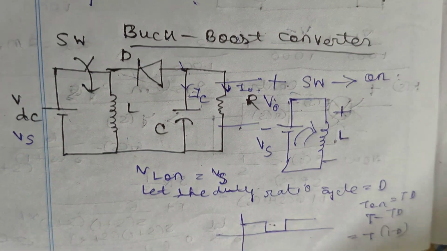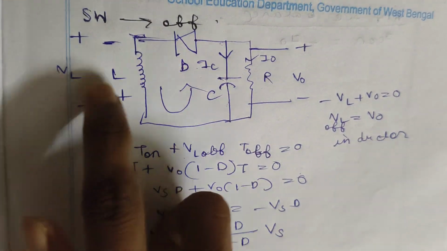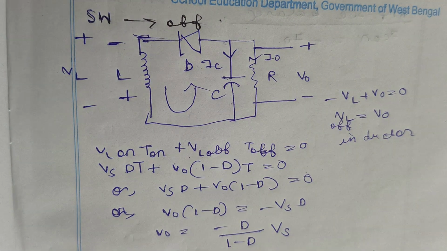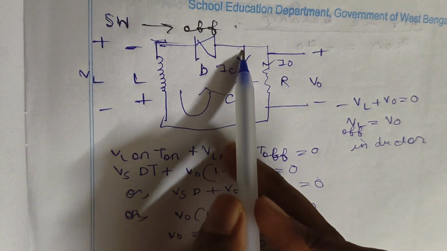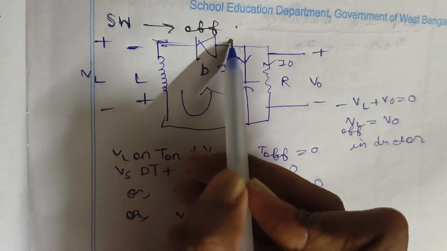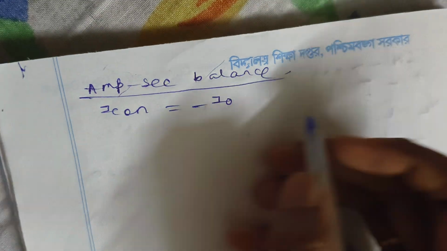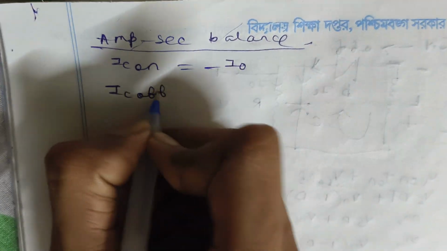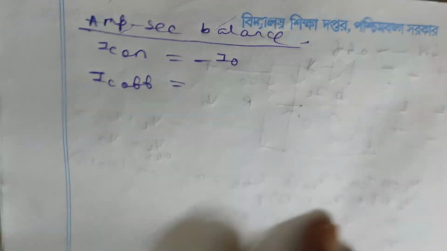Now in the off condition, that means whenever the switch is off, what is the IC? Whenever the switch is off, this current will be flowing, IC plus I0, and that current is nothing but this current. So IC off is equal to the IL current. What was the IL current?